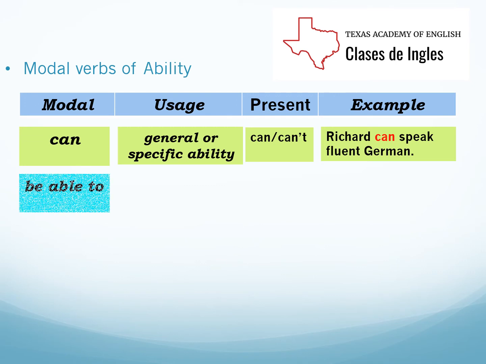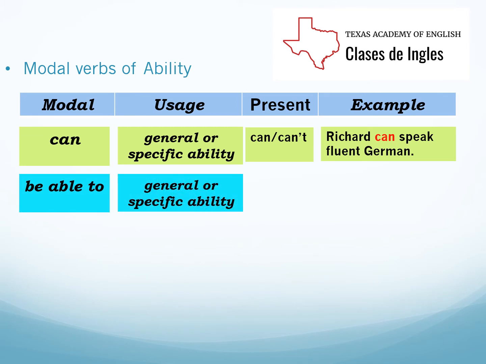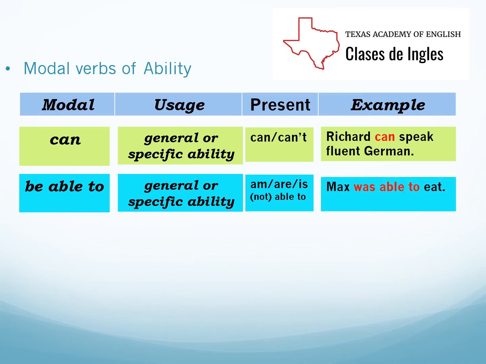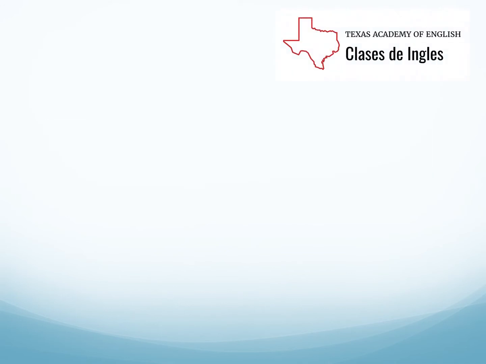Another modal verb, to be able to. Again, it's used for general or specific ability. And in the present tense, we say am, are, is, or in the case if it's a negative, not able to. An example would be Max was able to eat.